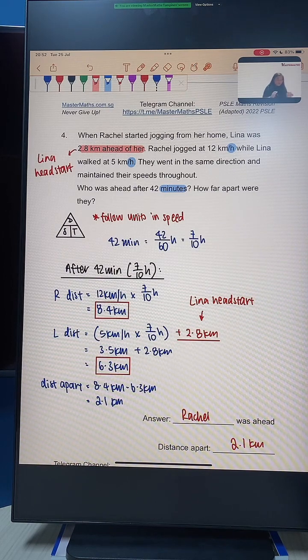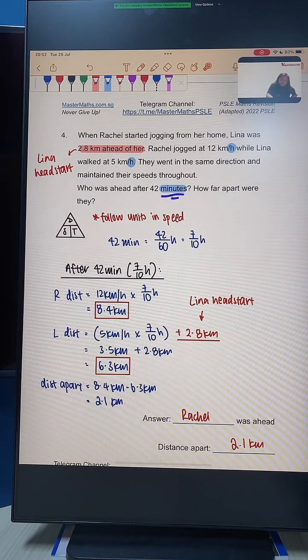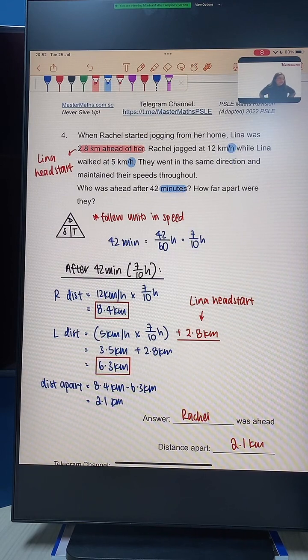Okay, so let me explain this one more time. Step 1, we have to make sure that all the units are the same. So if I see minutes, but my speed has kilometers per hour, I am going to change minutes into hour. So far so good. If I change minutes into hour, I'm going to get 7 out of 10 hours.